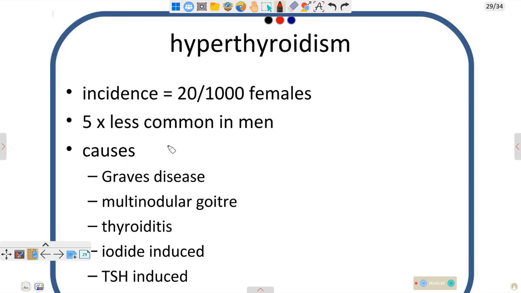This topic is about thyroidism, and this is hyperthyroidism. It occurs in between 20 and 1000 females and is less common in men. The causes are Graves' disease, multinodular goiter, thyroiditis, and iodide-induced and thyroid-stimulating hormone-induced.